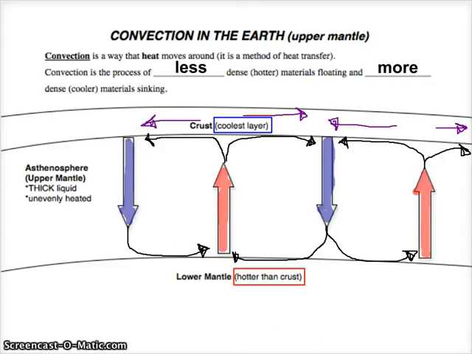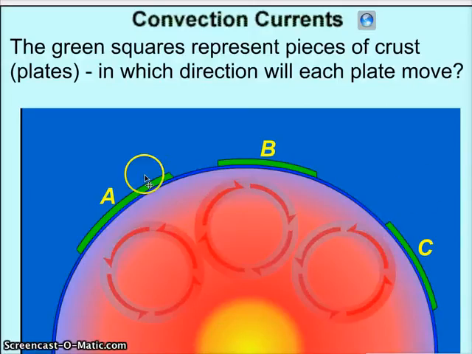So, another one to look at here. Let's look at this picture. These green squares represent pieces of crust, and you can see the convection cells underneath them. What I want you to predict is which way is A going to move, which way is B going to move, and which way is C going to move. So look at the convection currents below each piece of crust and make a prediction, and then I'll show you the answer in just a second.